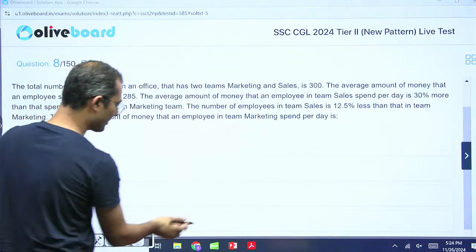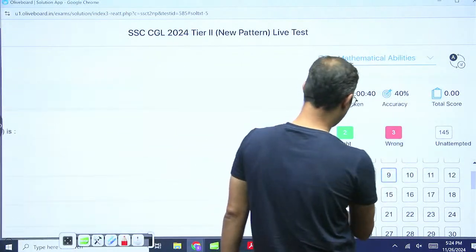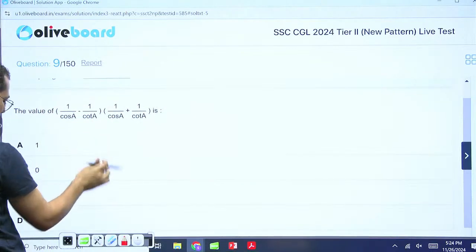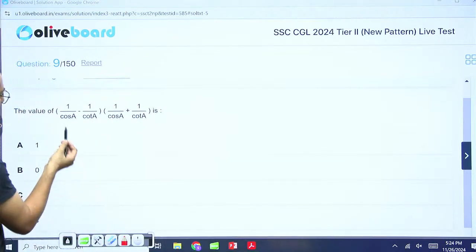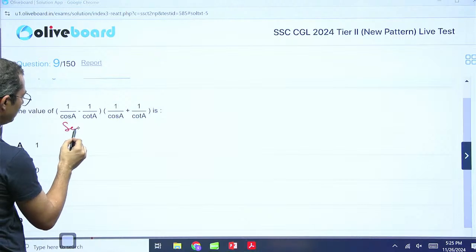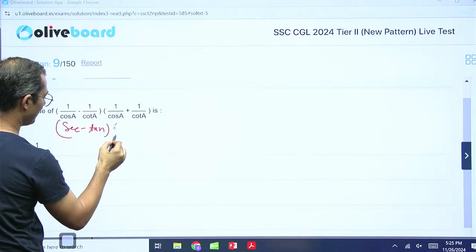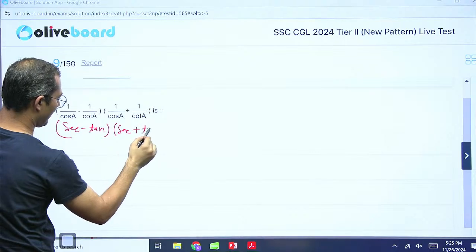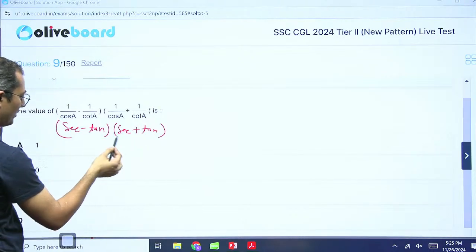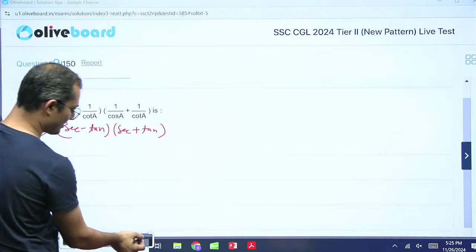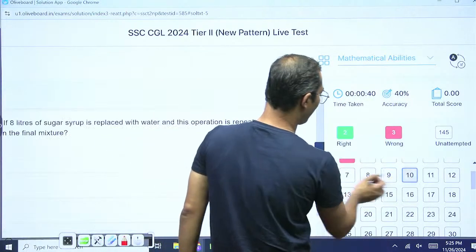So moving forward, now tell me the answer for this question. Again, a very, very easy question. See, 1 upon cos is what? Sec, right? 1 upon cot is tan, so sec plus tan. So this will become the formula sec square minus tan square, which is going to be 1. So A part is the right answer.